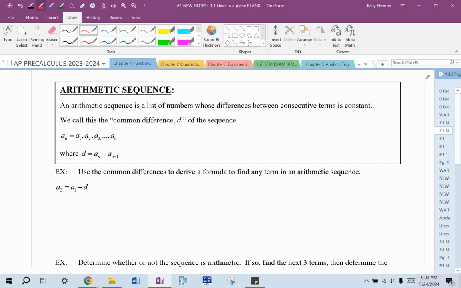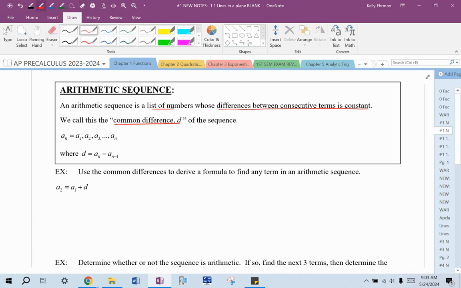So an arithmetic sequence sounds very official, but it's just a list of numbers that is increasing or decreasing by the same amount. It's a list of numbers whose differences between consecutive terms are constant. So what does that mean? Well, we call that a common difference. It just means you should be able to see a pattern. Like from A1 to A2, I'm adding 3, and then from A2 to A3, I'm adding 3. Or I could be subtracting 1 each time or whatever. So there's going to be a pattern that we can look at.